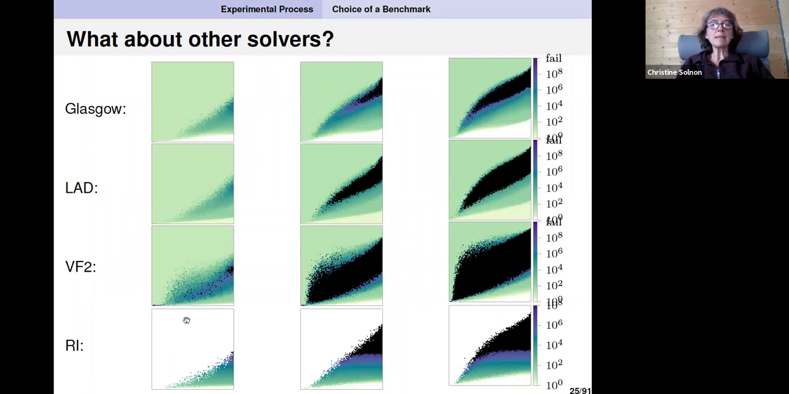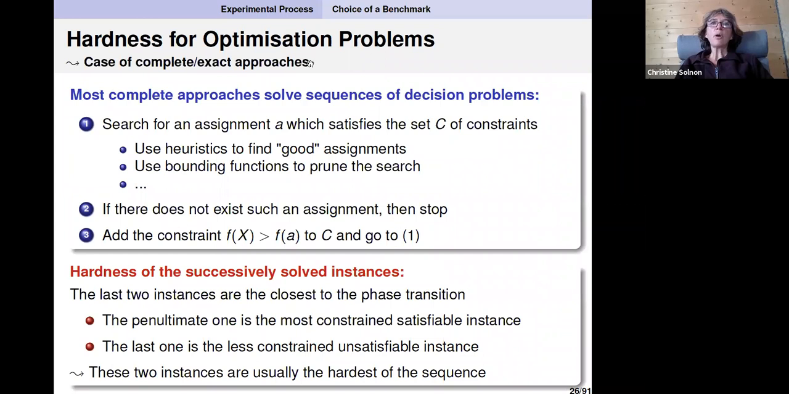Less efficient on instances which are over constrained. But all solvers have the same difficulties on the phase transition region. Okay, no questions on phase transition? Now a few words about hardness for optimization problems.